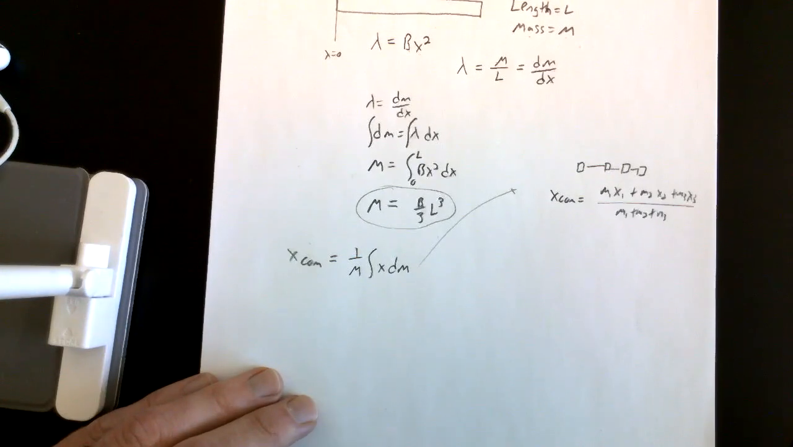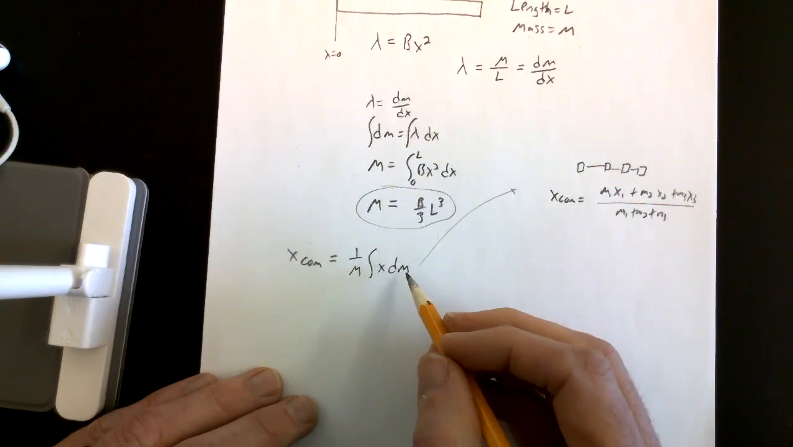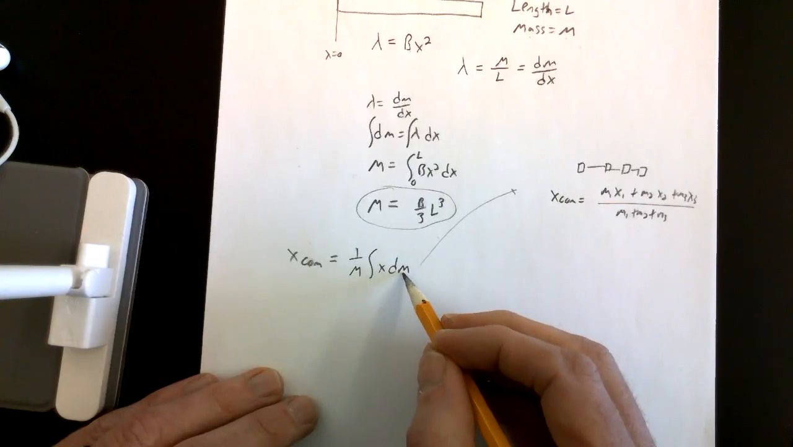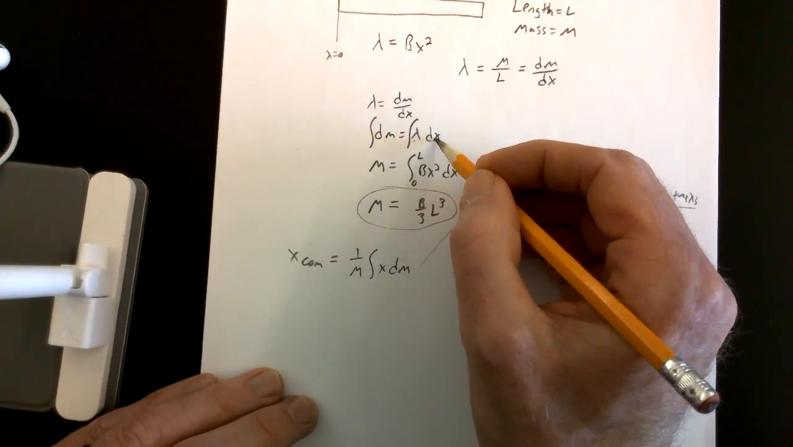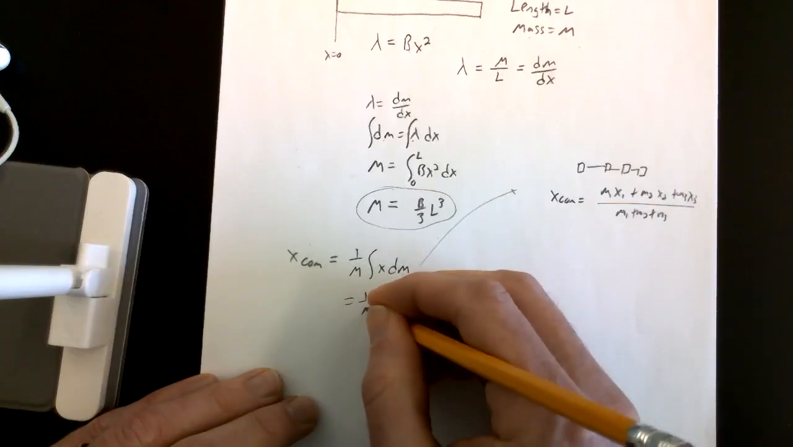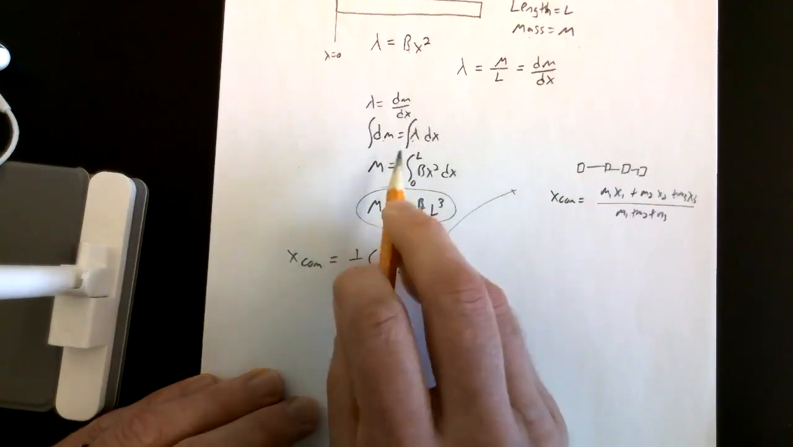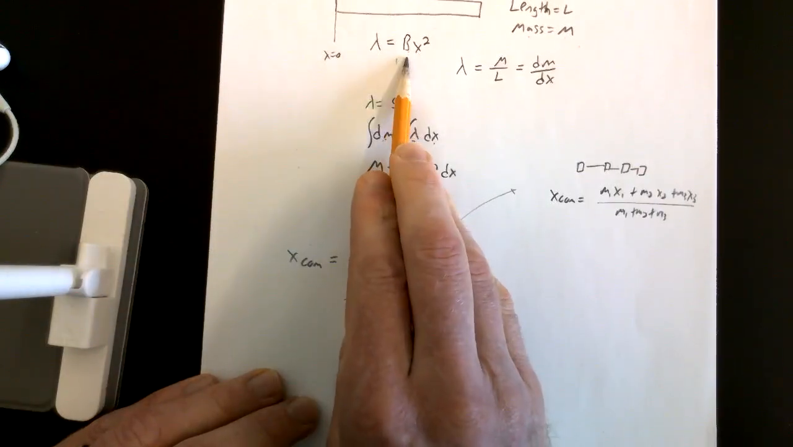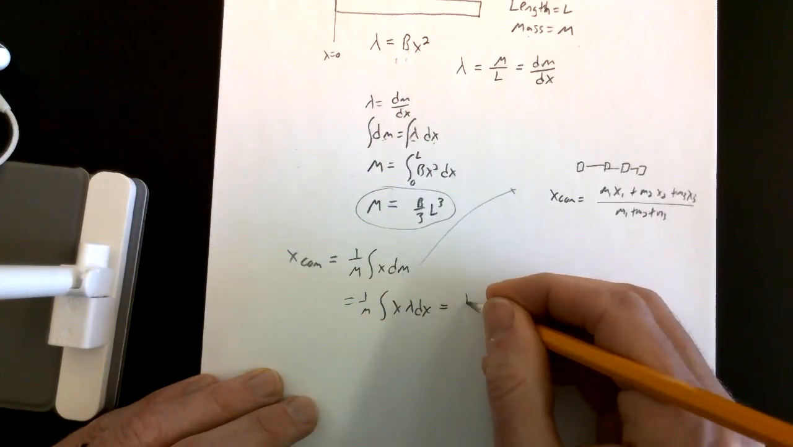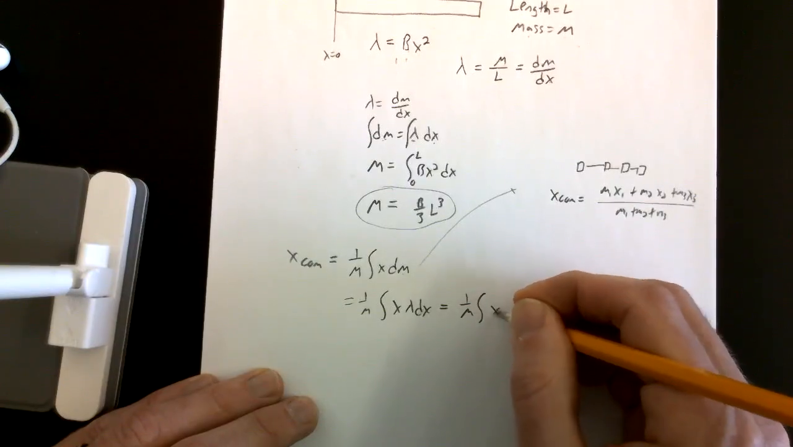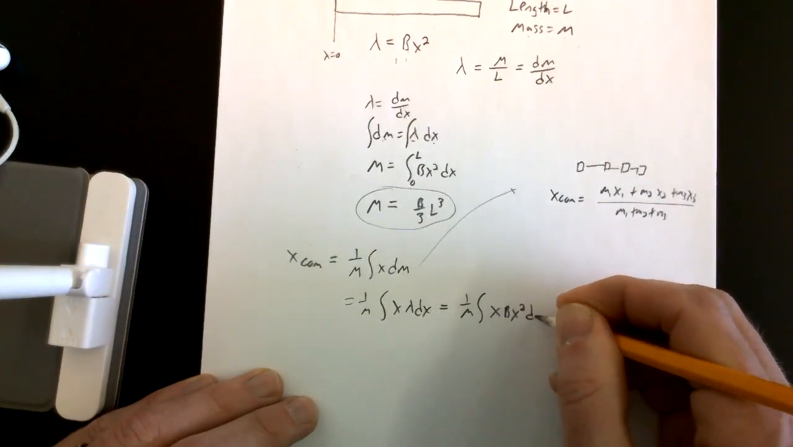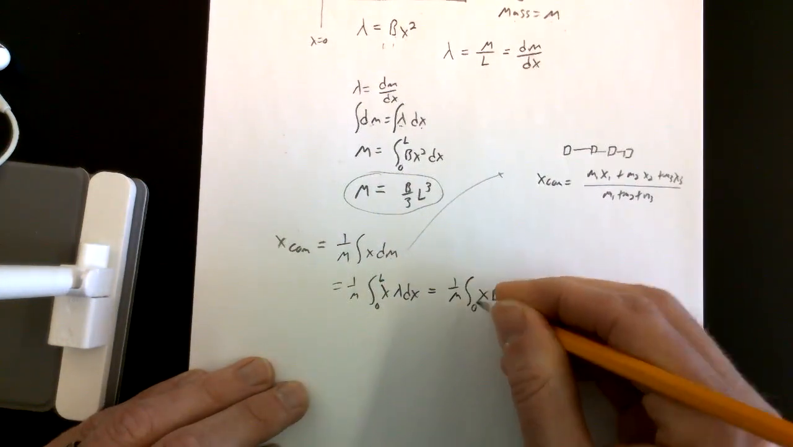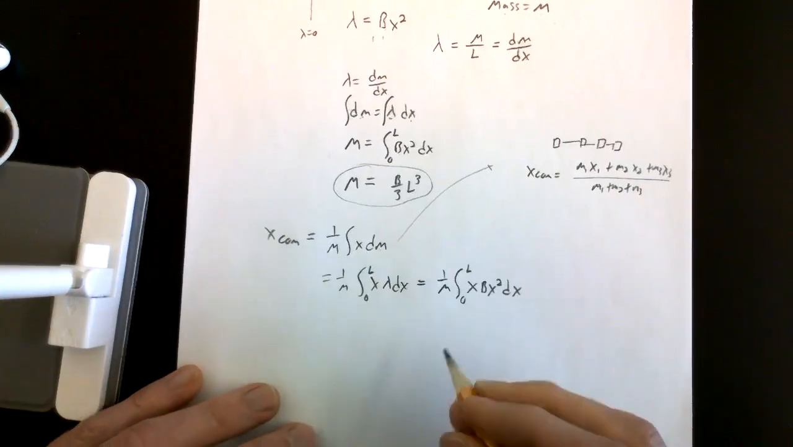So what are we going to do with this? Well, we remember that, where are we getting this from? So we can have x dm. Remember up here, dm is lambda dx. So I'm going to change this into 1 over m integral x, and once again, dm is lambda dx, but remember lambda is also bx squared. So this is going to be 1 over m integral of x and bx squared dx, right? And we still want to integrate this from 0 to L. Good, so this is a pretty easy integral to do.